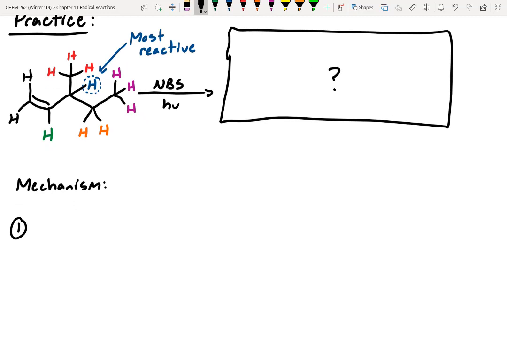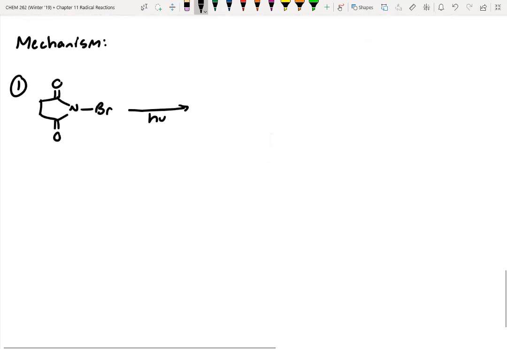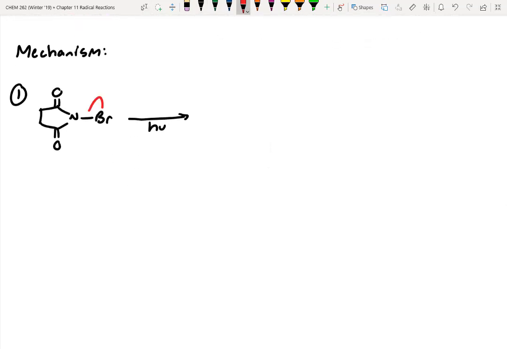First step, like we saw before, is always going to be our initiation using NBS. We're going to use UV light. I'm going to scroll down here. And like we saw before, we're going to do homolytic cleavage to generate our bromine radical.